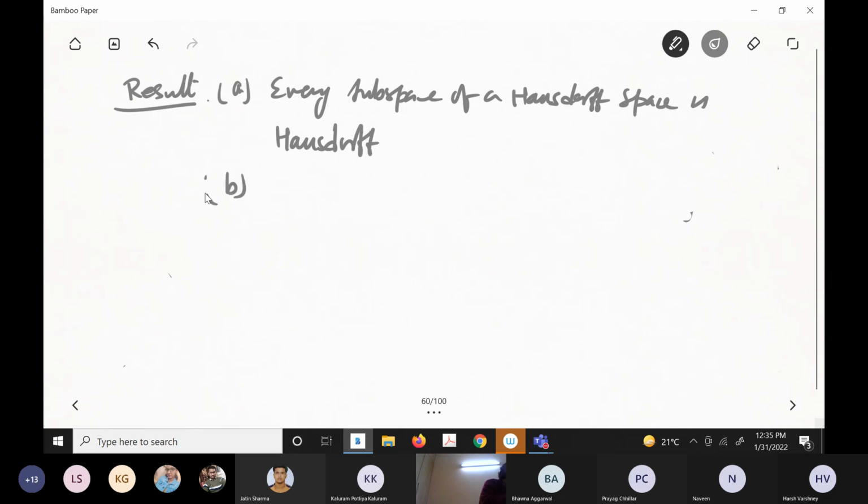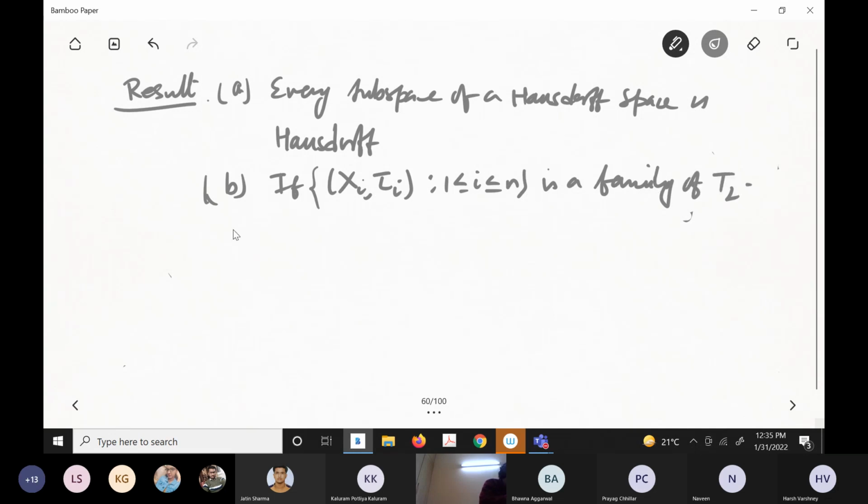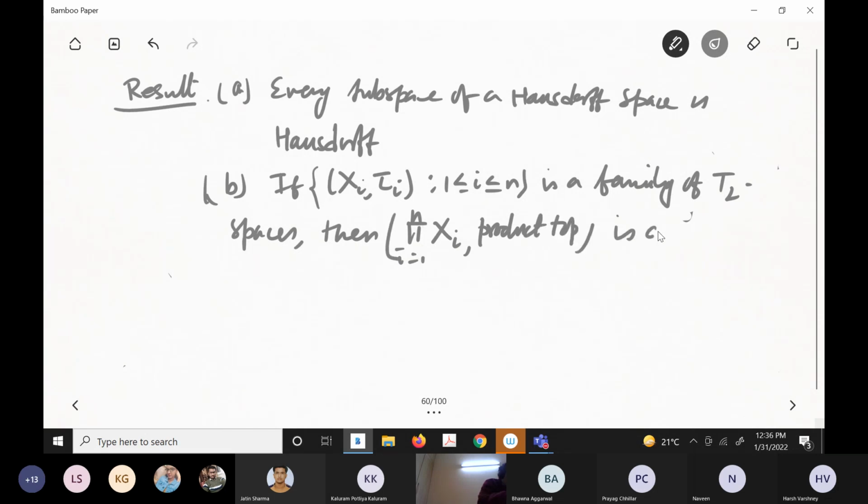If tau_i is a family of Hausdorff spaces, then the product space, when we don't say otherwise, it means the product topology, is also a T2 space.